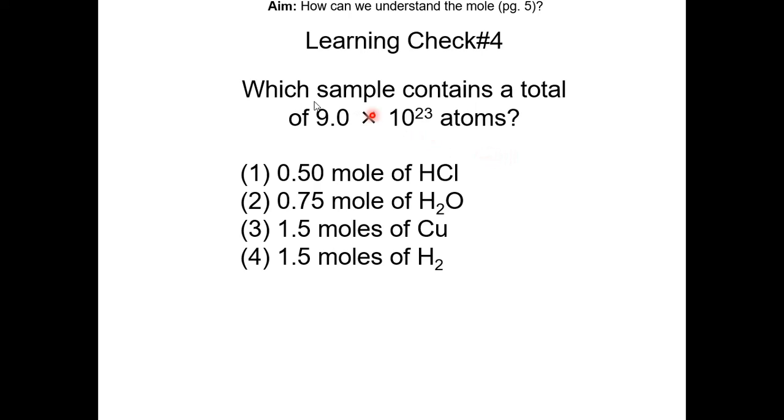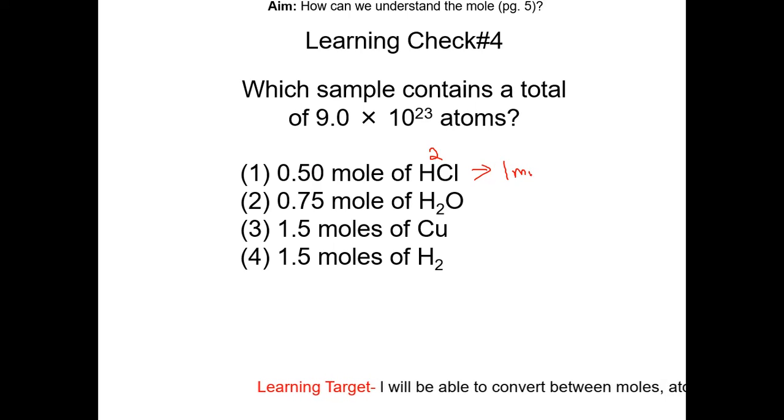Learning check number 4. Which sample contains a total of 9 times 10 to the 23rd atoms? Pause the video and resume once completed. To figure this out, let's count the number of atoms. So in the first one, we have 0.5 moles of the molecule HCl. HCl has 2 atoms, so the number of moles of atoms is 2 times 0.5, that's 1 mole of atoms. So 1 mole is 6.02 times 10 to the 23rd, so choice 1 is wrong.